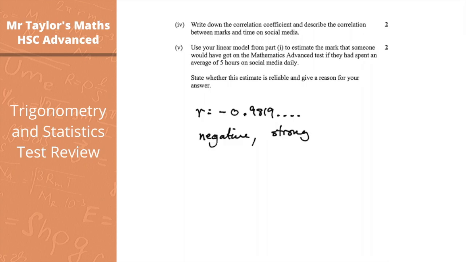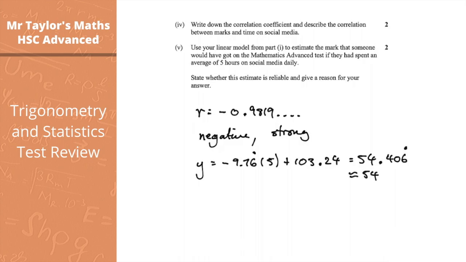Okay, for the last part, use your linear model to estimate if someone has spent 5 hours on social media. So y equals negative 9.76 times 5 plus 103.24, and I got an answer of 54.406. Okay, so approximately 54.